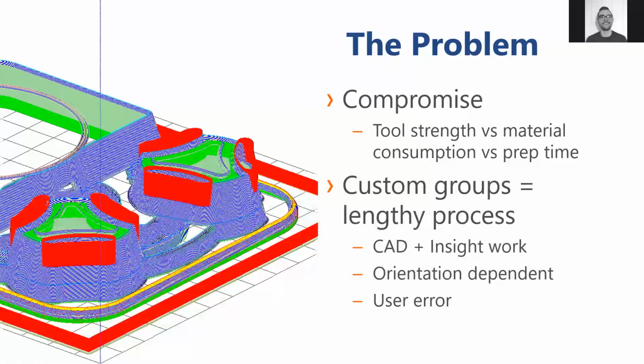It is orientation dependent, so if we get to a certain point and decide, oh, I actually want to orient this differently, it changes not just the custom groups that we're working on in Insight, but it changes the entire CAD process that we have to do. So we have to go back and start from scratch. It also is pretty prone to user error.